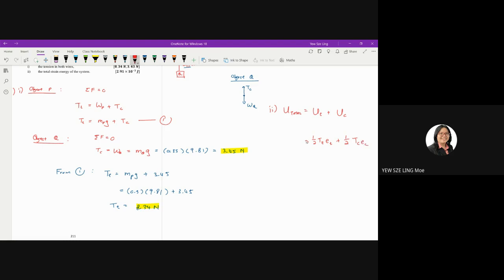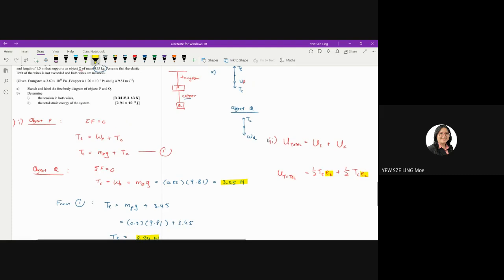Okay, if you look at the equations, I'm stuck again, right? Why? Because I don't have the e. I don't have e_T, I don't have e_C. So let us go back to the question and see. Do we have enough information to calculate elongations, to determine the values of elongation?